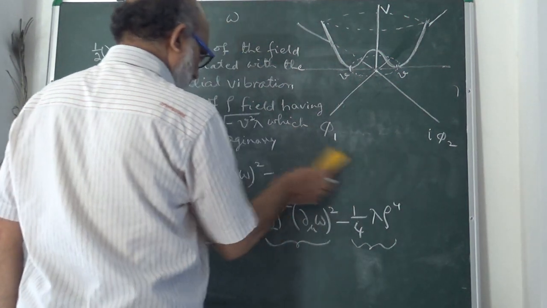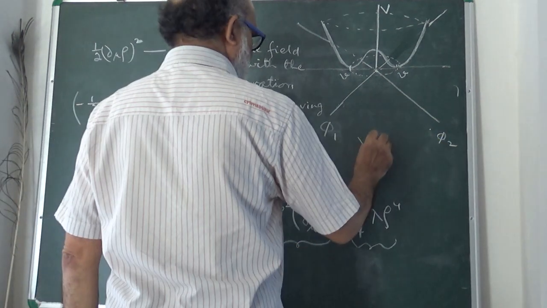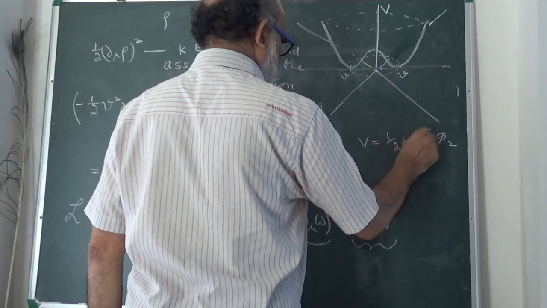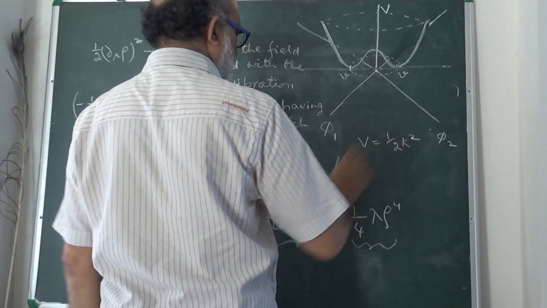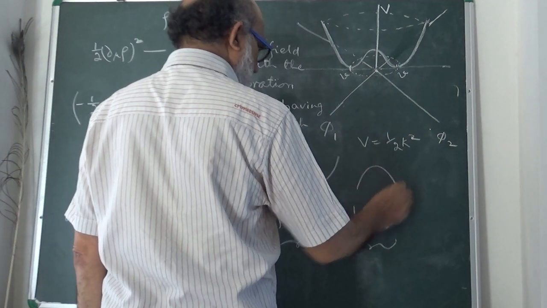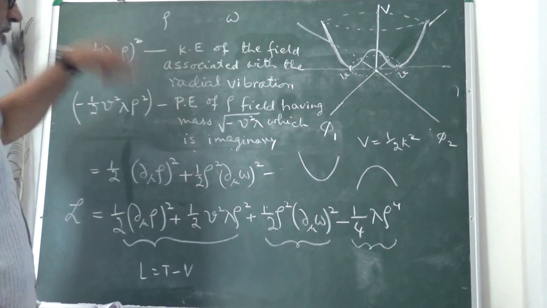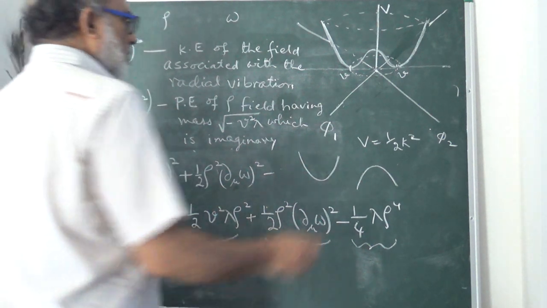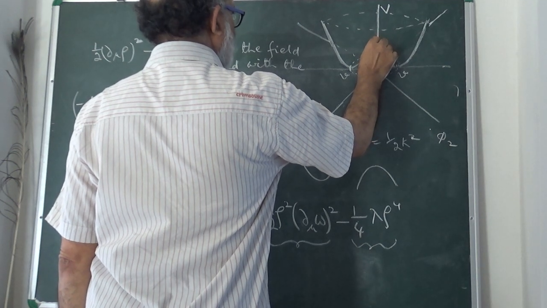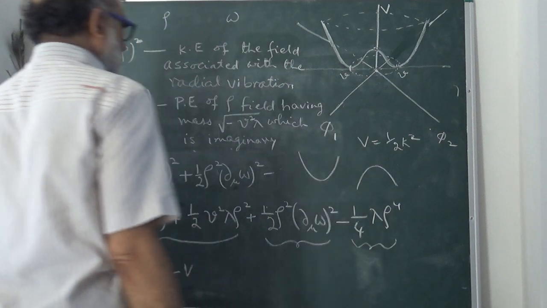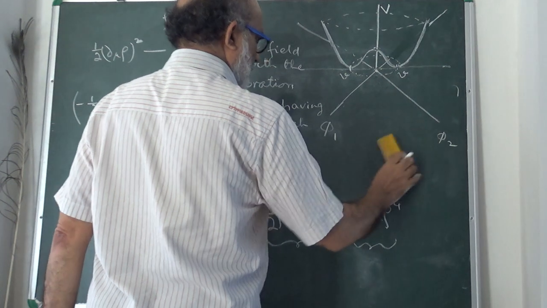Instead of potential energy in case of V equal to half kx square, potential energy of this type. But if it is a minus here, the potential energy will be like this. So the minus means the imaginary mass here, and imaginary mass means the field is on the top here, which is unstable equilibrium. The field cannot stay here, the field has to fall here. So this is the imaginary part.